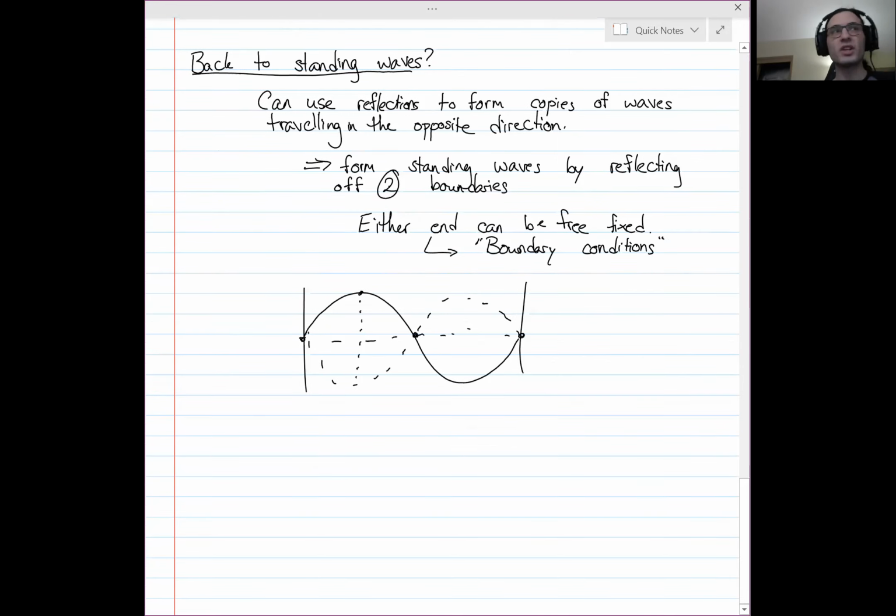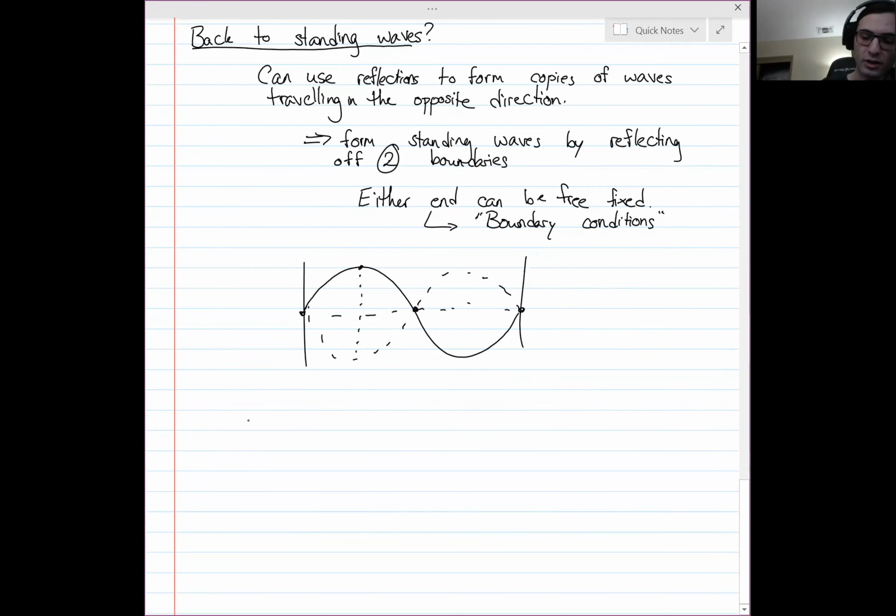So if we want to talk about harmonics, which is what we're going to do, you'll want to be able to say something about what number harmonic this standing wave is. So if you want to say the harmonic number associated with the standing wave, you count the number of antinodes.